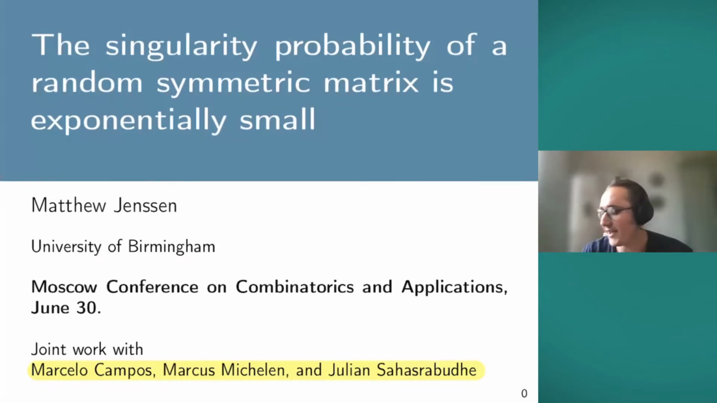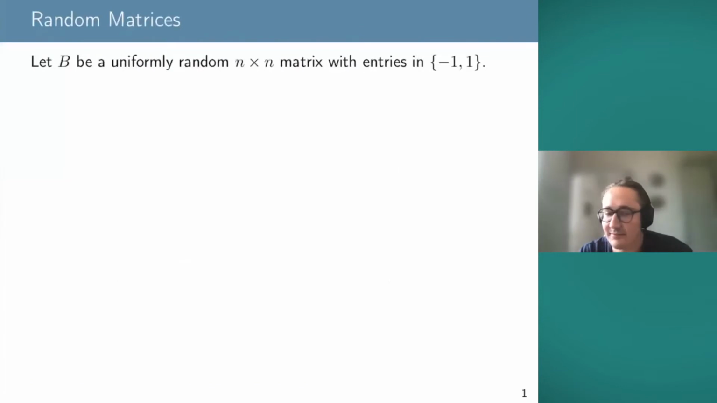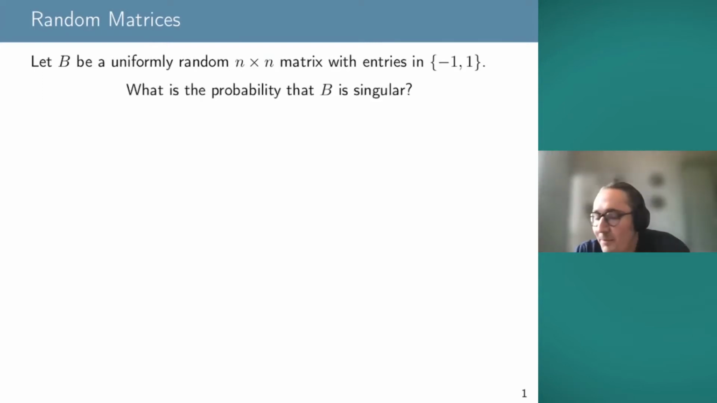Okay, let me start actually by deleting the word symmetric from my title. So we're just talking about random matrices. What do I mean by that? First, it's nice to consider the following problem: we have a uniformly random n by n matrix with entries in plus or minus 1. An old problem asks, what's the probability that this random matrix is singular, has determinant 0?